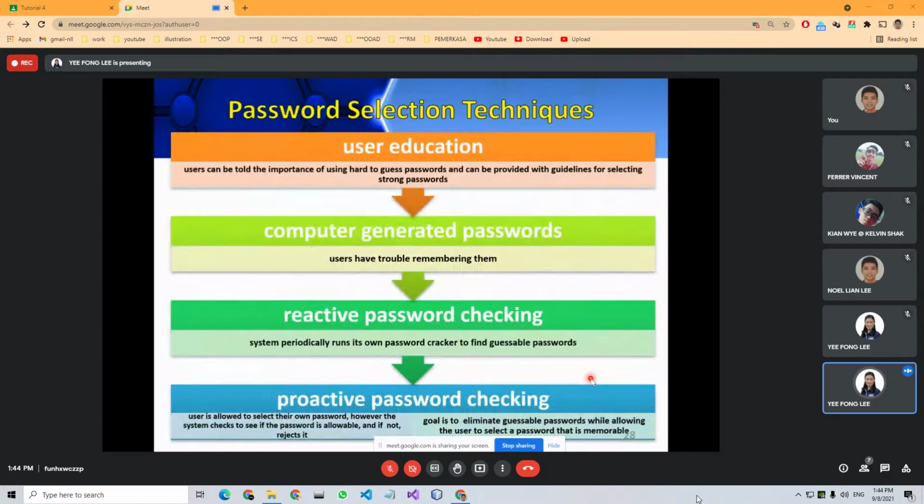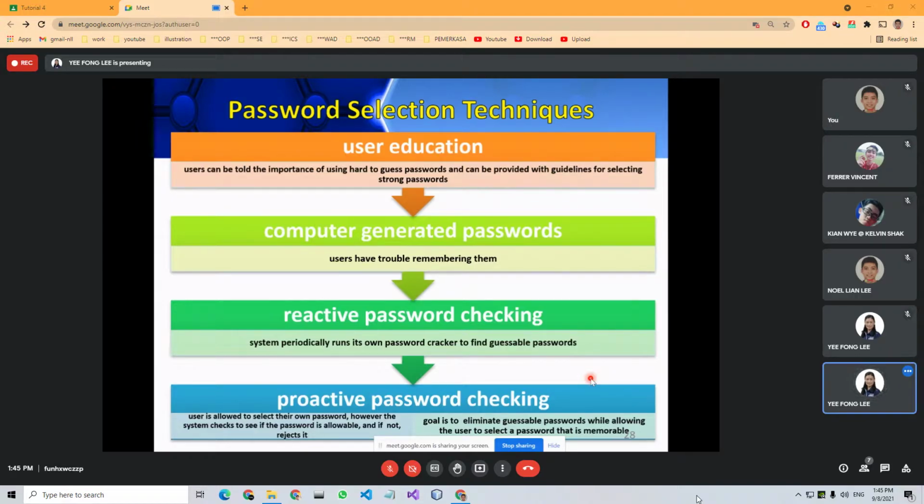Password selection techniques. There are 4 techniques here. Sometimes the user tends to choose a password that is short or too easy to remember. So the goal for this technique is to eliminate guessable passwords, and also to allow us to set a password that is difficult, but yet memorable. So there are 4 basic techniques used here.